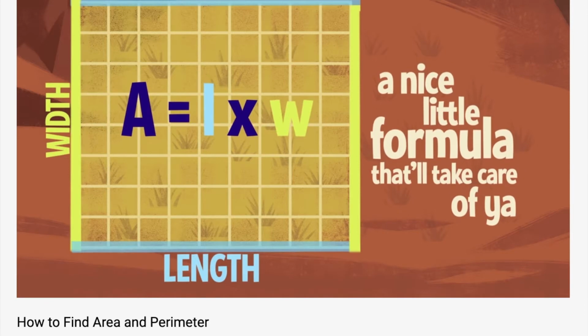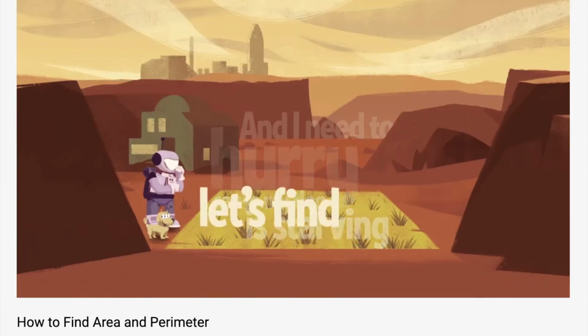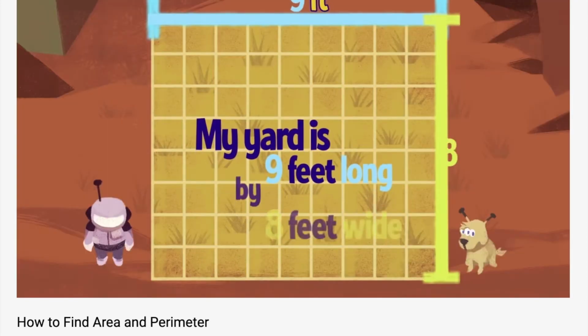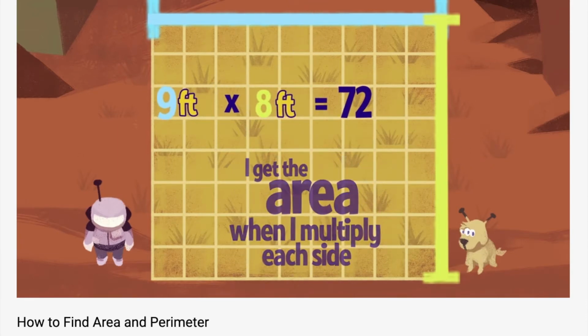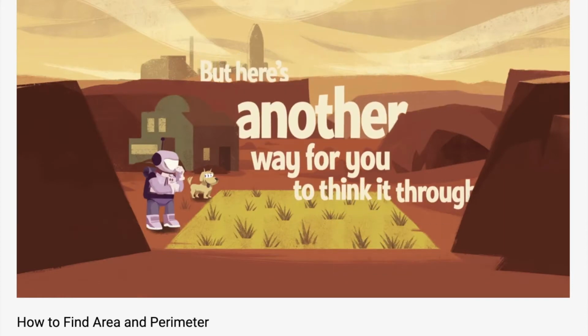A nice little formula that'll take care of you. And I need to hurry because my dog is starving. Let's find the area so I can feed Marvin. My yard is 9 feet long by 8 feet wide. I get the area when I multiply each side. And 9 times 8 is 72. But here's another way for you to think it through.